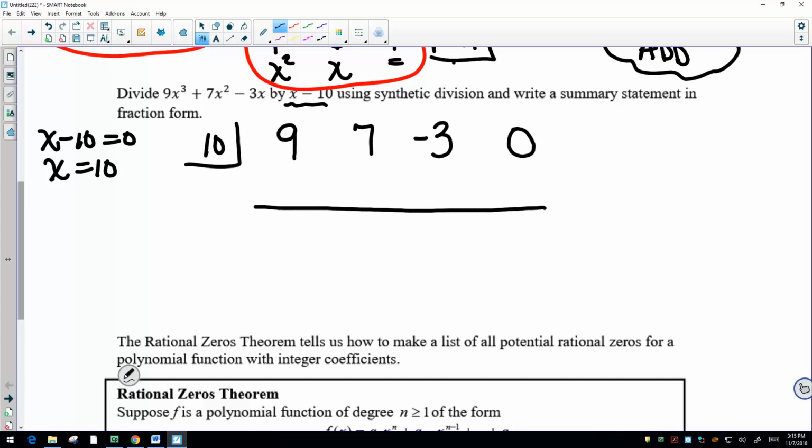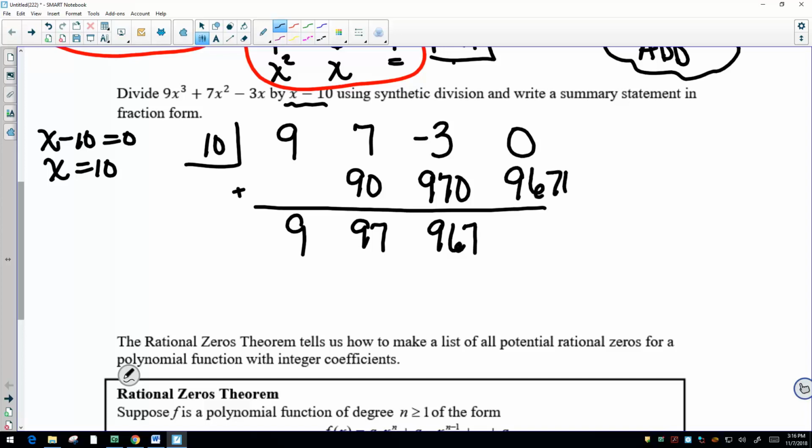Okay, so we're going to think bring down, multiply and add. We take 9 times 10, we get 90, and then we add. Adding, we get 97. Do it again. 97 times 10, we get 970, and then we add, 967. Do it again. 967 times 10, we get 9,670, and when we add, we get the same thing. And I'm going to box that in right away to say, hey, that's your remainder.